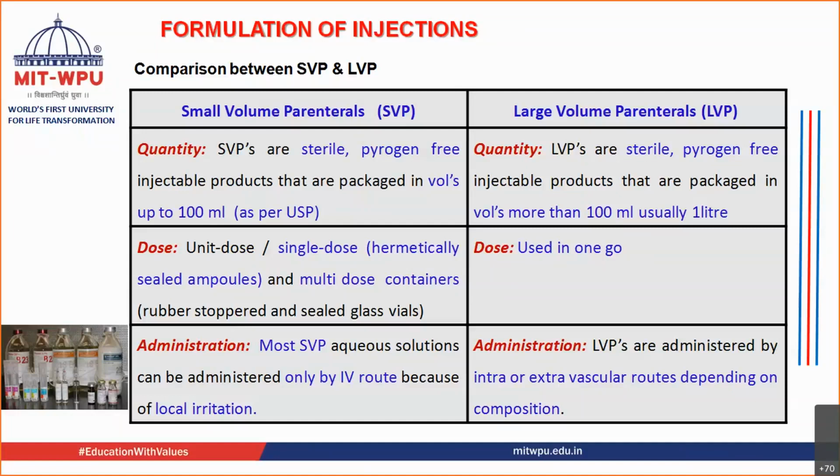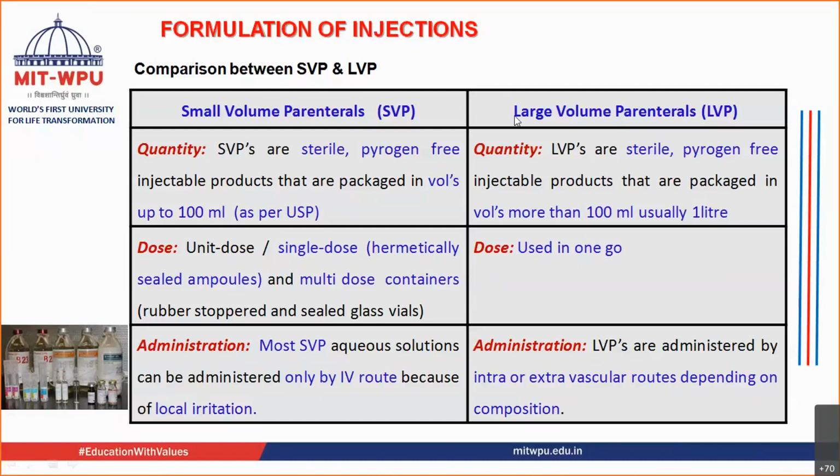If you consider the dose, then SVP usually consists of a unit dose. So it is a single dose and it has to be packed in ampoules. Again, if you take SVP, they can be in the form of single dose or multiple dose. And if they are in the form of multiple dose, then they are packed in glass vials, which are stoppered with the help of rubber, and then further enclosed with aluminium.